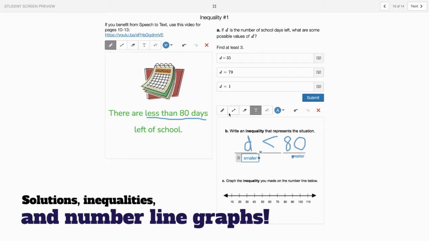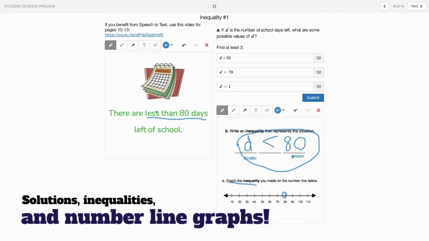Okay. Now it says here, graph the inequality. So basically, we're going to color all the solutions for this inequality. Basically, another way to say it is, what are all the answers? What are all the answers for D? Okay. Can D be 80? We're going to say no. Okay. D cannot be 80. So we're going to write an open circle. We're not going to color that in.